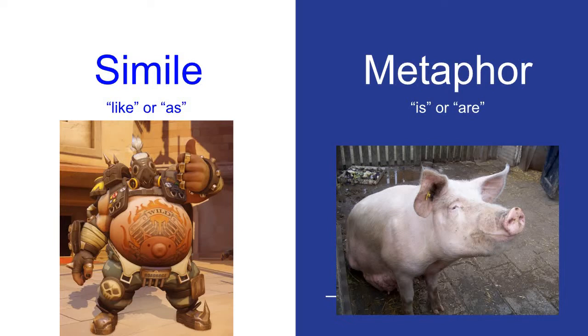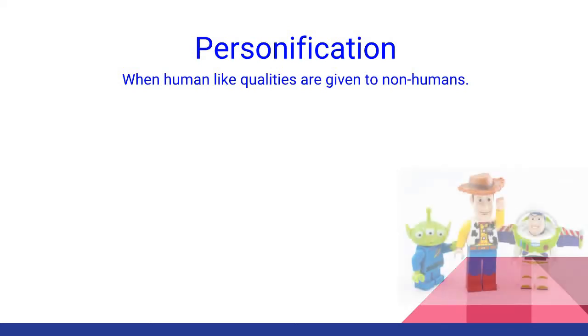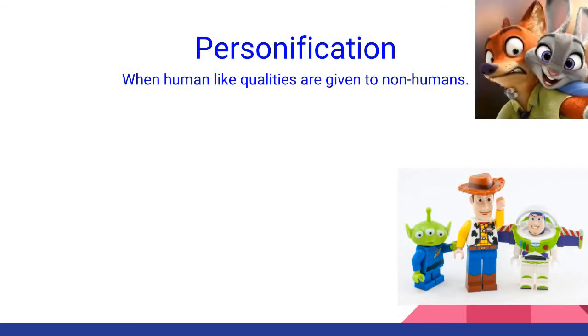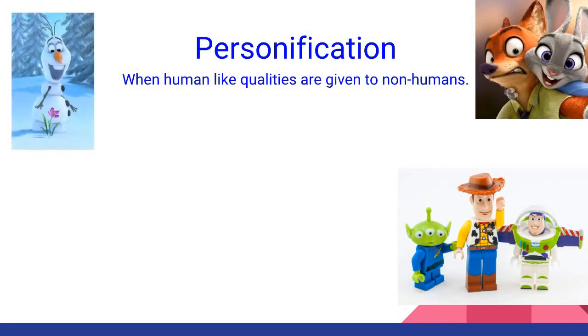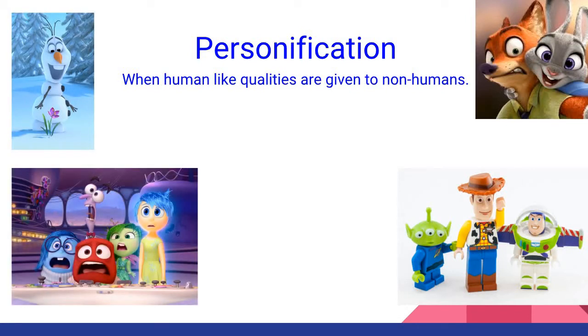Now, let's move on to personification. Our third literary device is when human-like qualities are given to objects or animals or even ideas. Disney is guilty of this all the time, and it makes for great movies. In Toy Story, all the toys come to life. In Zootopia, all the animals are alive. Frozen features a friendly snowman, and Inside Out has personified emotions. Clearly, personification can bring things to life.